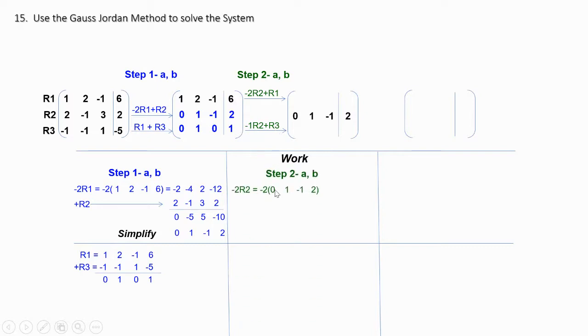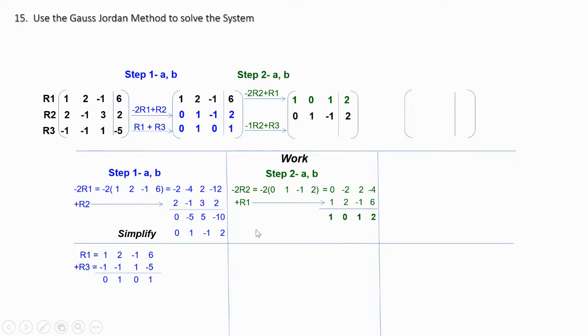-2 row 2 is equal to -2 times 0, 1, -1, 2, right? Because that's my row 2. So after I distribute, I get 0, -2, 2, and -4. Plus row 1, I just bring row 1 over, which is 1, 2, -1, 6. And I add them. I get 1, 0, 1, 2. So that's my new row 1.